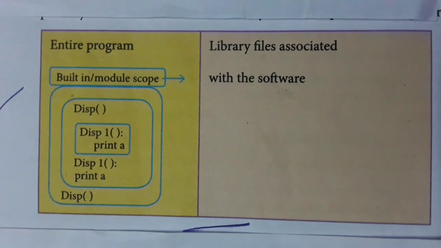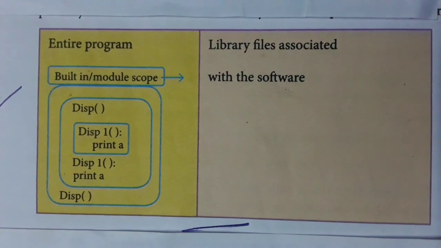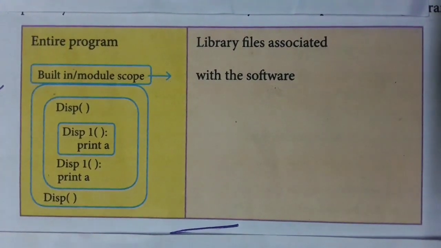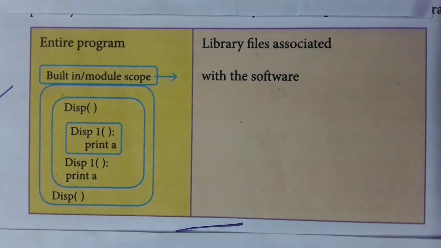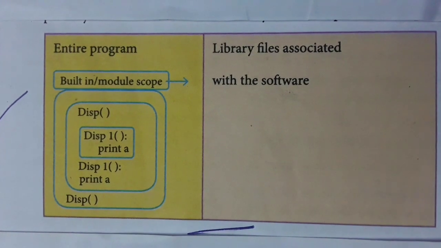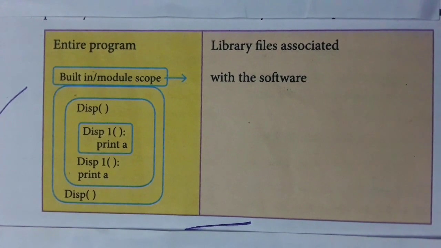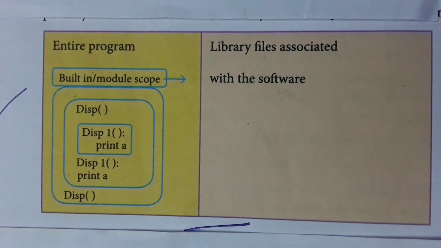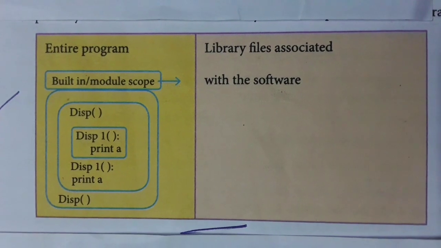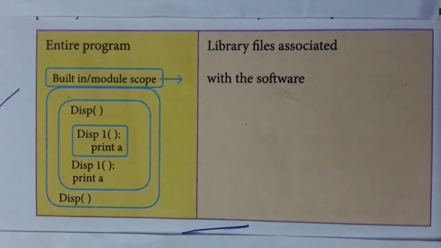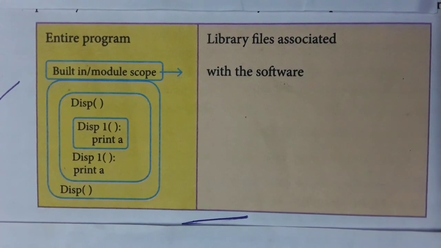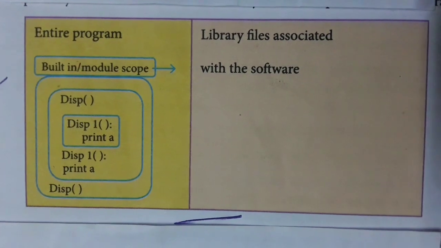Last one is the built-in scope. Built-in scope is nothing but the library files associated with the software. For example, the print statement which we use, and the various keywords, the reserved words which we use in programs, are already loaded in the system. When we use that particular word, the compiler will access it. When you go for mathematical functions, sine, cos, square root, all these are already loaded. This is called a built-in function.